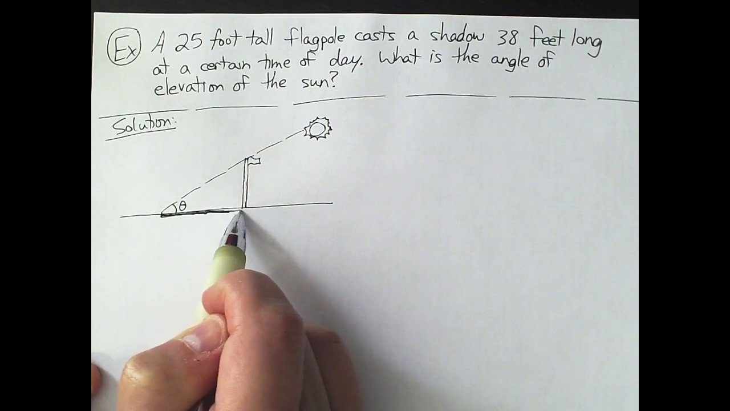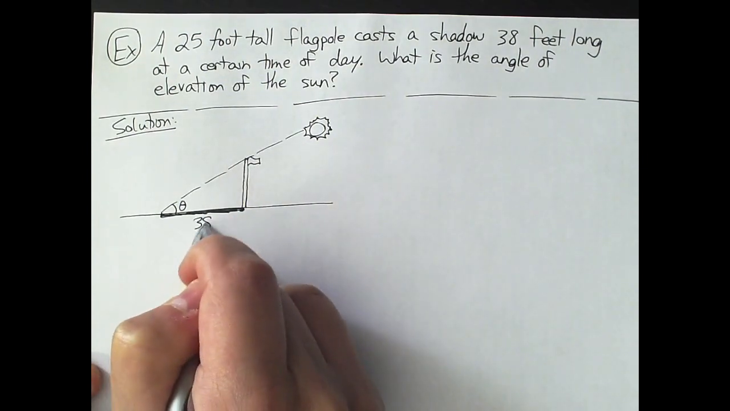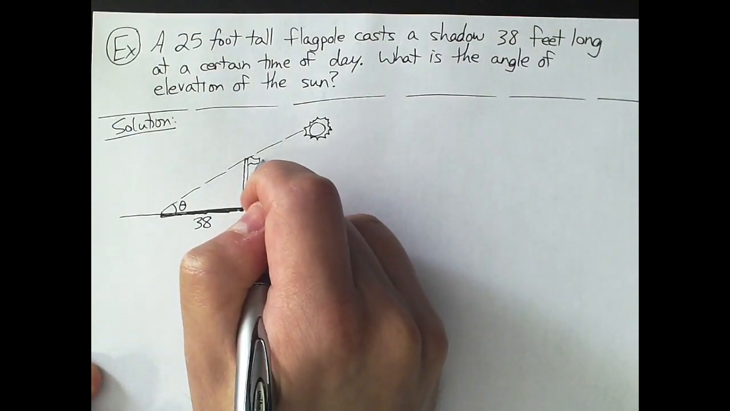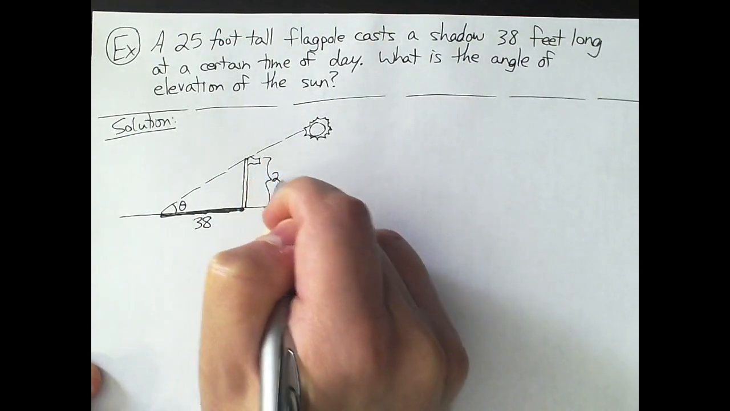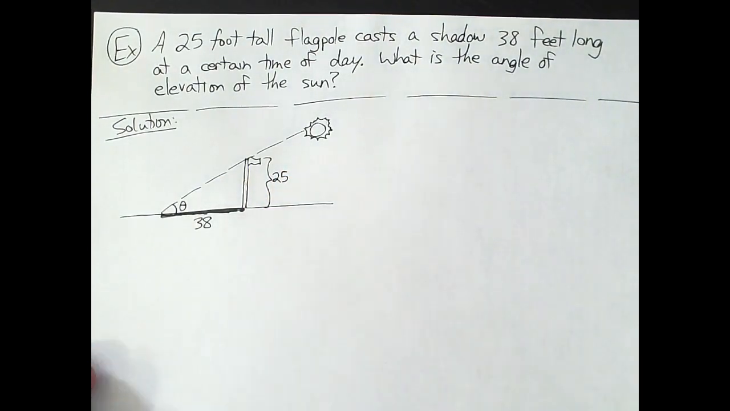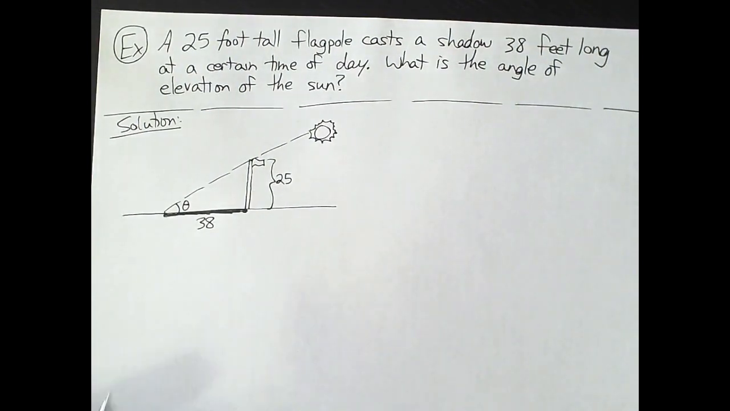Here's the shadow, which we know is 38 feet. And the height of the flagpole, we know that is 25 feet. So, yeah, it's different from that other problem because I guess in that one we knew theta and we wanted to find the height of the flagpole.